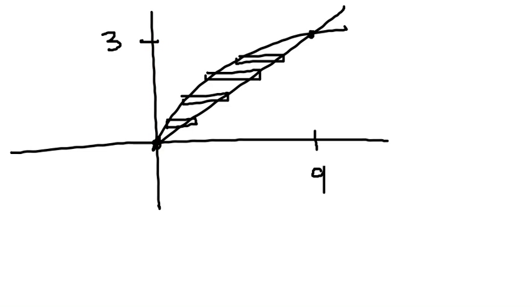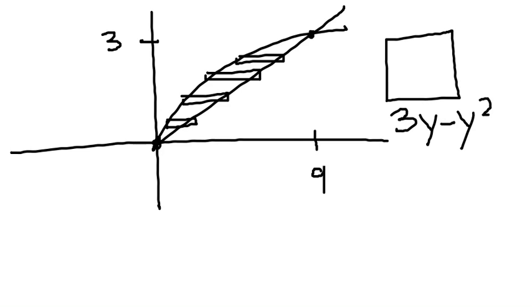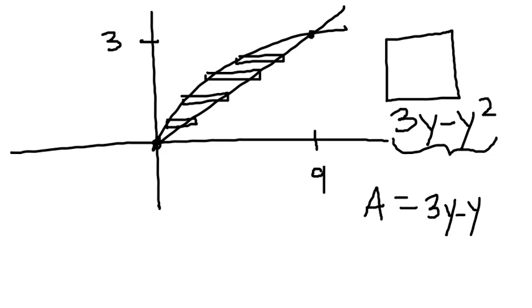Think about each of these cross sections as a square. What would the length of the side of the square be? It would simply be the outer curve, the right curve, minus the inner curve, the left curve. The outer curve is the linear one, 3y, minus the inner one, y squared. That's the length of each side of our square. Since that's the side length, the area of your square is simply that squared: (3y minus y squared) squared.